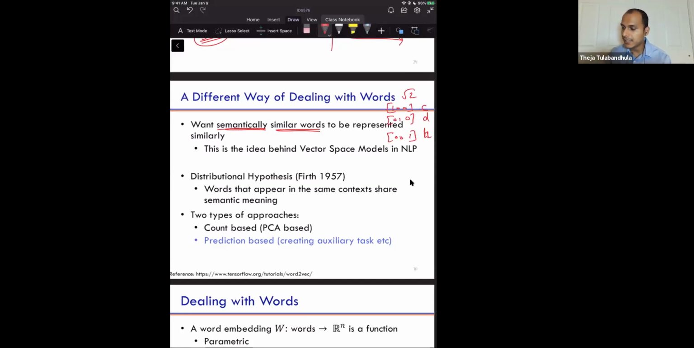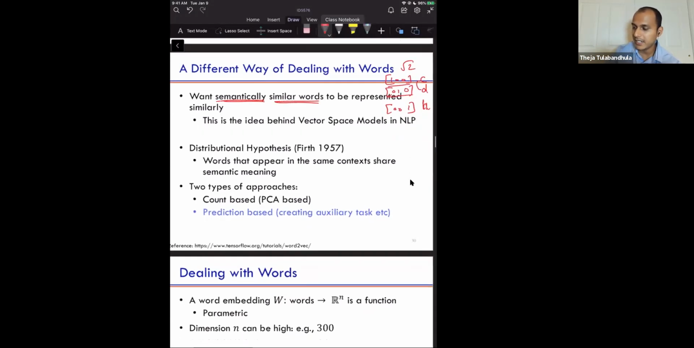But cat and dog are maybe in the category animals, so maybe the vectors should be closer to each other in terms of distance. That's what I mean by hopefully they're represented similarly. Maybe instead of 1, 0, 0 and 0, 1, 0, it should be 1, 0, and a slightly different third coordinate, for example, for dog. I don't know. This is the idea behind what I generally call vector space models in NLP.